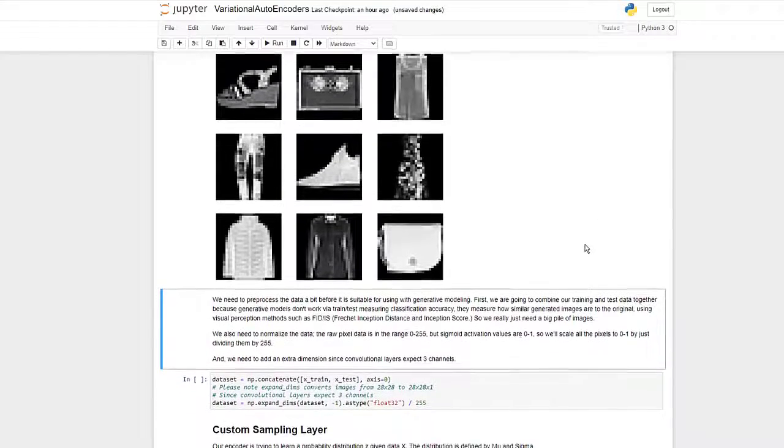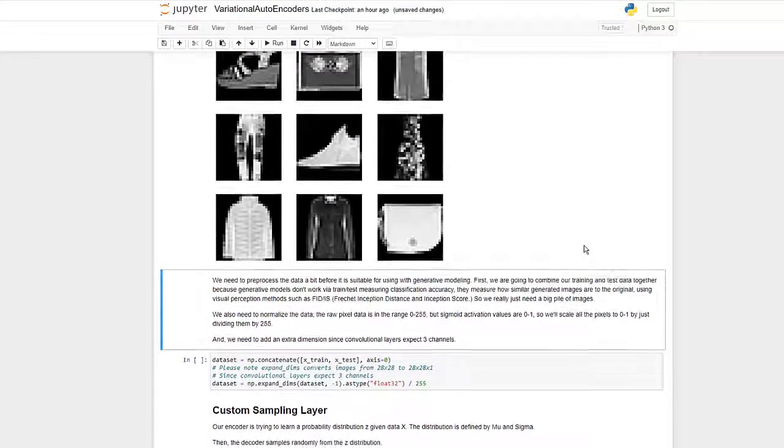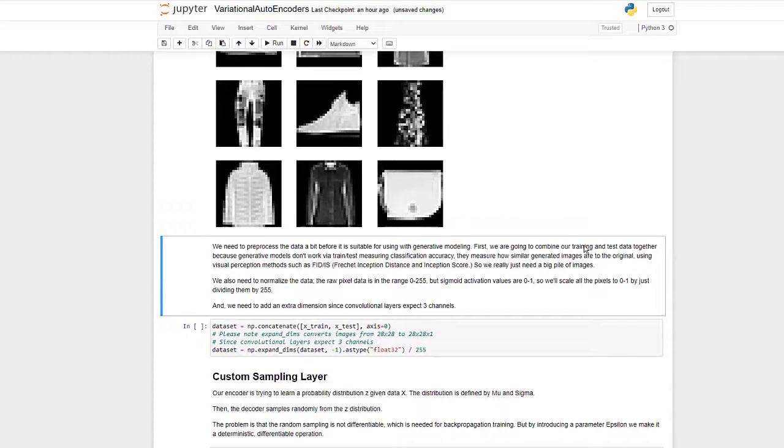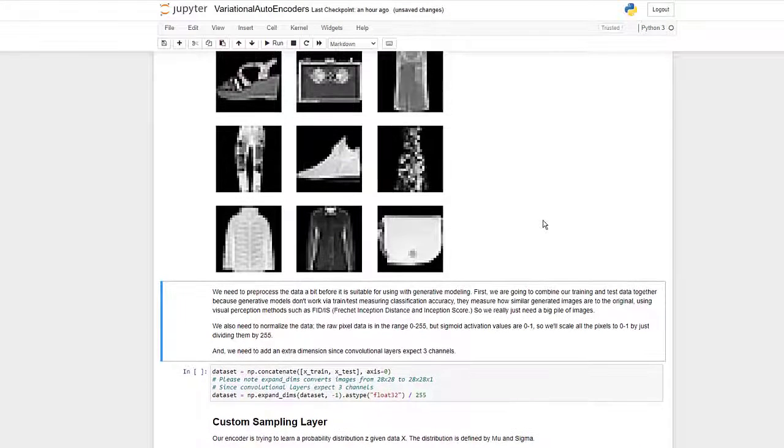All right, so the first thing we need to do is pre-process our data. First thing we're going to do is combine our training and test data together. Why? Because this is not a classification problem. I'm not trying to figure out, is this a boot, is this a pair of pants? I'm trying to create a system that can generate pictures of clothes in general. So because I'm not actually trying to test my ability to classify these things, that test data set with that label data that tells me if I classified it right isn't really useful for this problem. So instead, I'm just going to use it for extra training data.